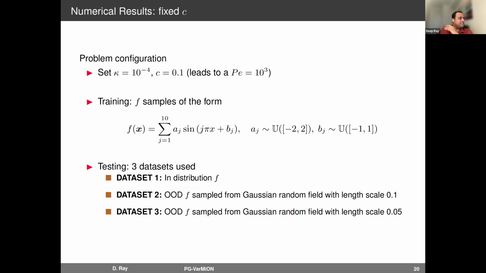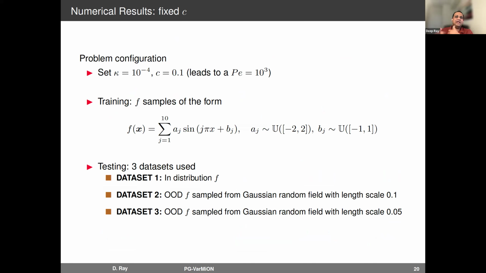All right, now the first problem is where C is fixed. C is non-negative, is non-zero, is positive, but it will not vary across samples. It's like saying that my parameterization G is fixed, it will not change. And I'll choose my kappa also as fixed, which is 10 to the minus 4. So it's the fixed configuration. This leads to a Peclet number of around 1,000.